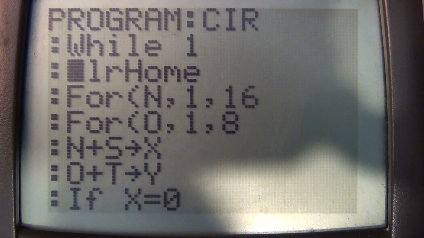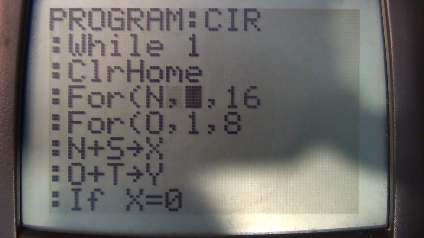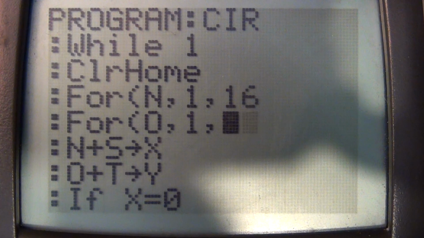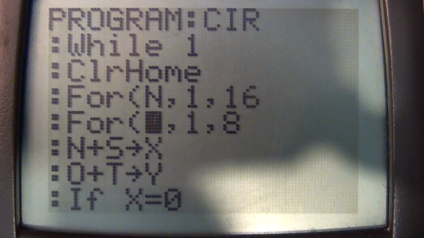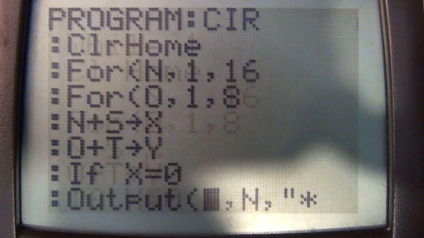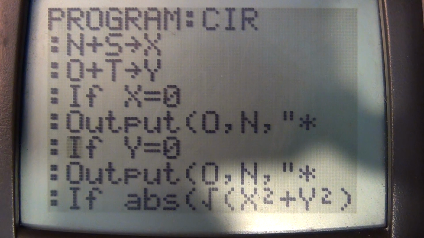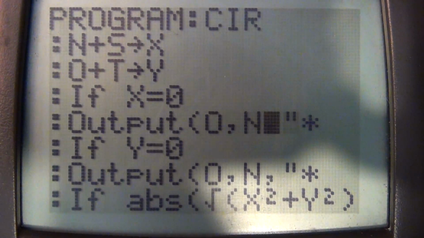And then we have an infinite loop here. So we clear the screen each time. And then I only loop through the blocks in the screen, because otherwise it's really slow. Then I calculate the coordinates based on where the screen is, which is S and T. I calculate the coordinates of each character so that I can check whether it's part of the circle or not. So if x is 0 or y is 0, that's going to be one of the axes. So that's when I print out the asterisk.